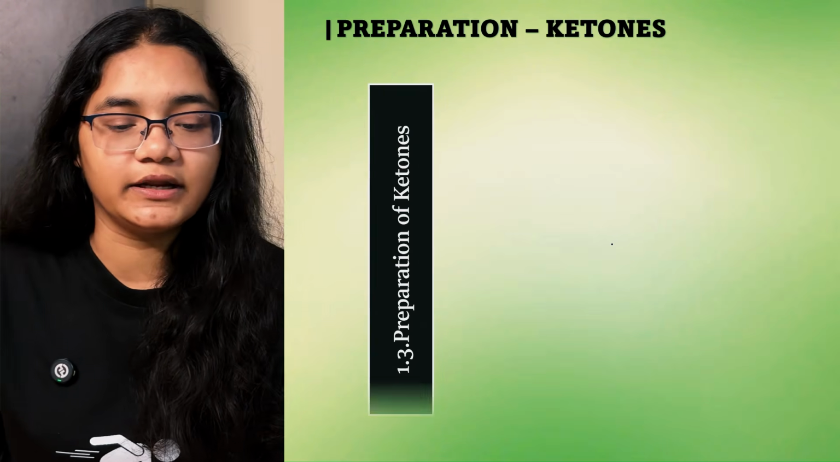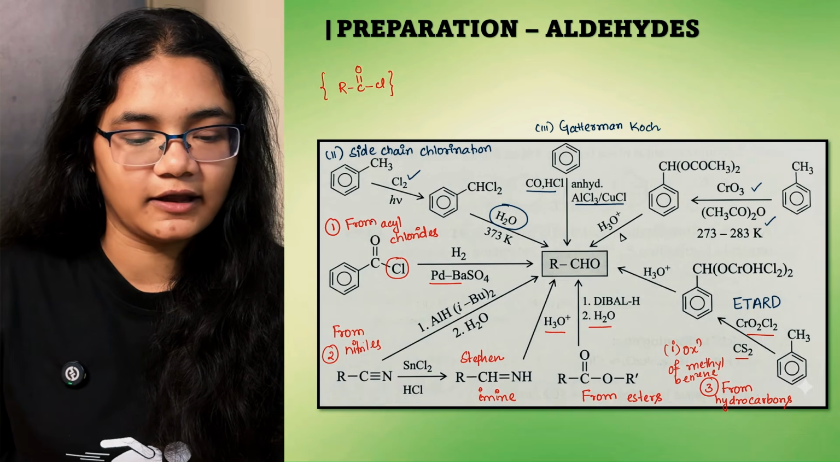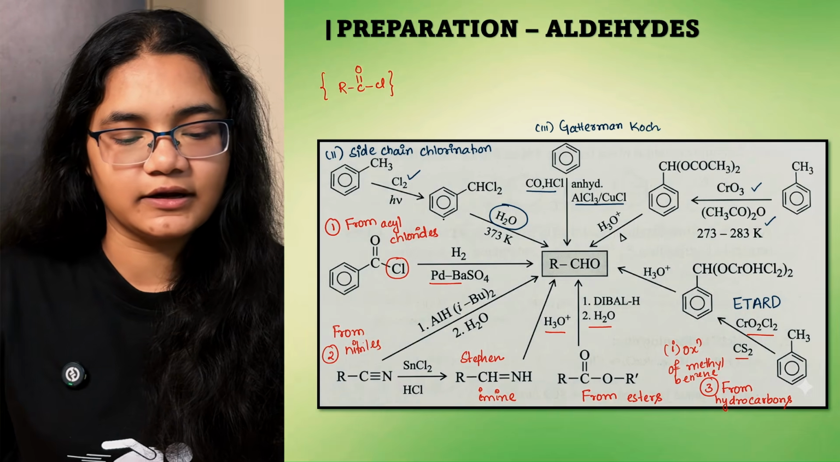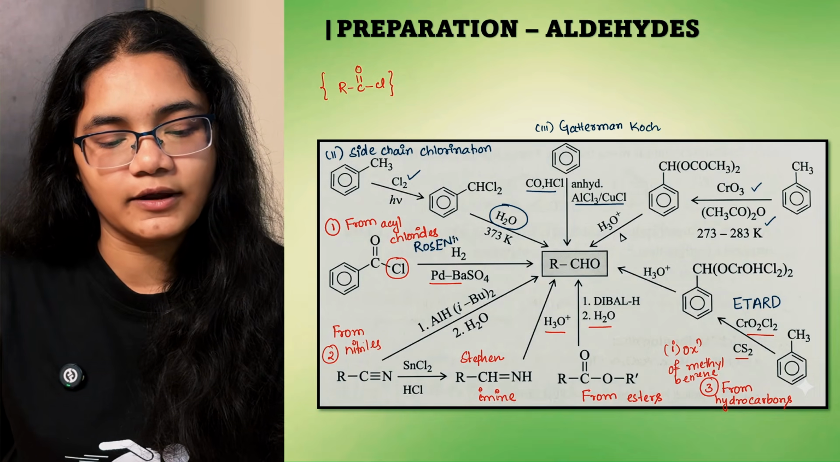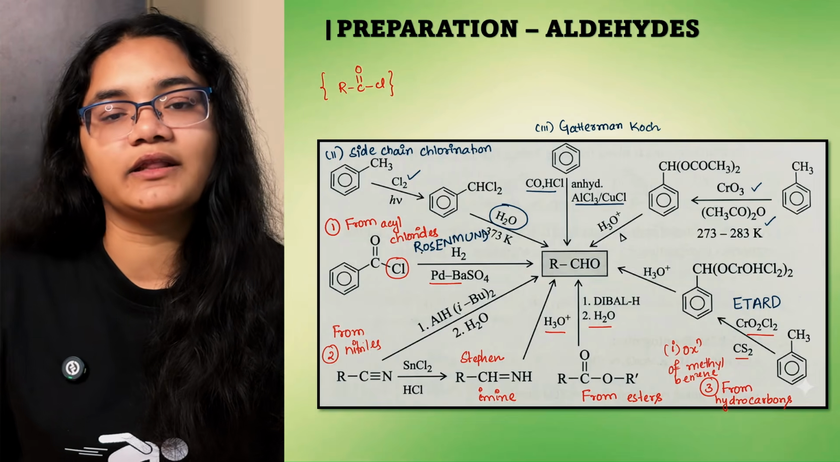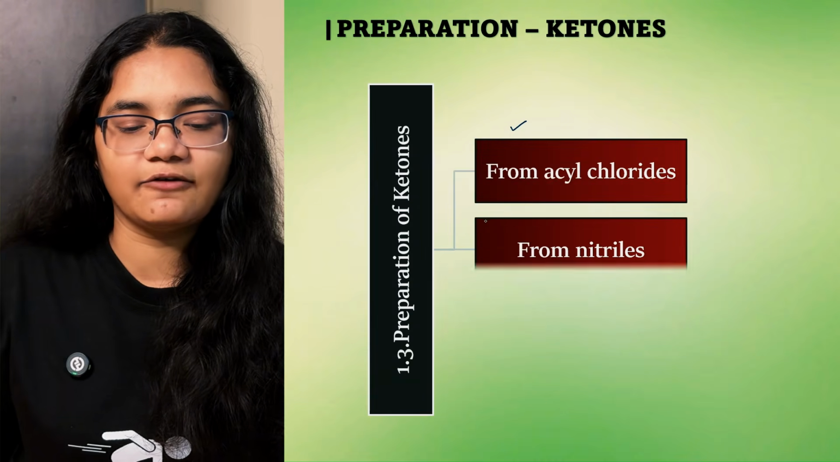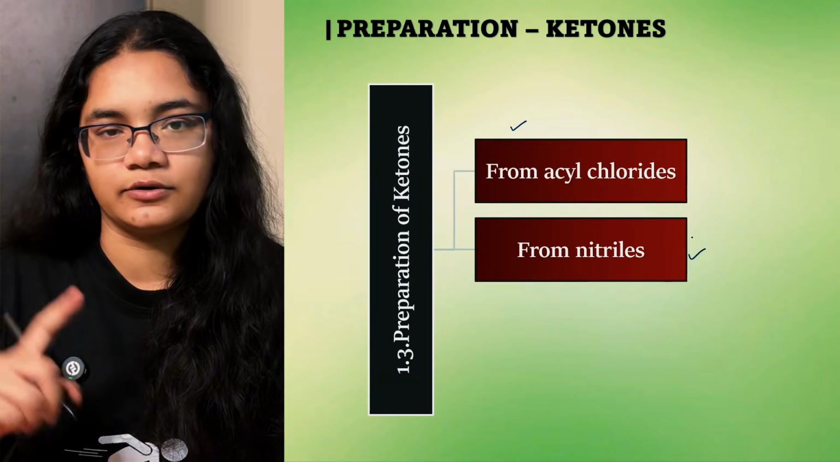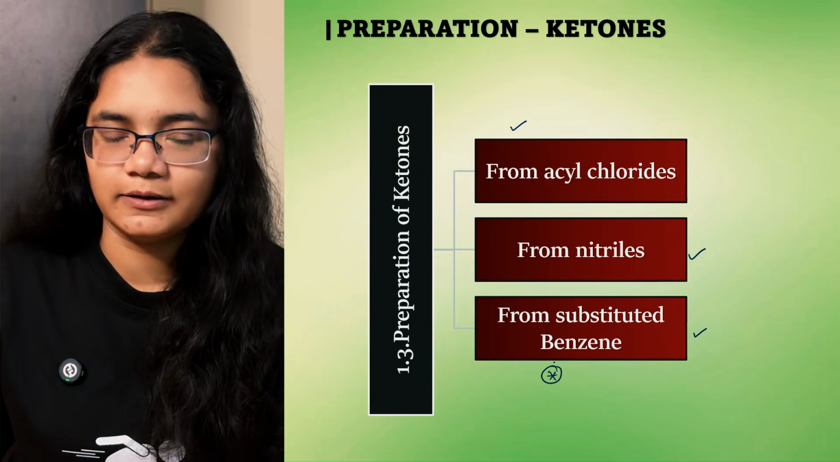Now let's talk about only ketones methods. So the first one is from acyl chlorides. Okay, one more important thing I forgot to mention here. The earlier reaction is also a name reaction called Rosenmund reaction. Okay, if you do not remember it now: when you take acyl chloride and treat it with hydrogen, palladium, barium sulfate, that is the Rosenmund reaction. Now here also we have from acyl chlorides, from nitriles, and the last one is from substituted benzene. This reaction we all have studied before as well.